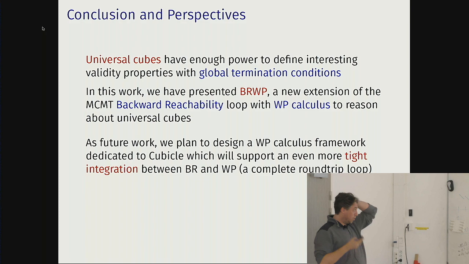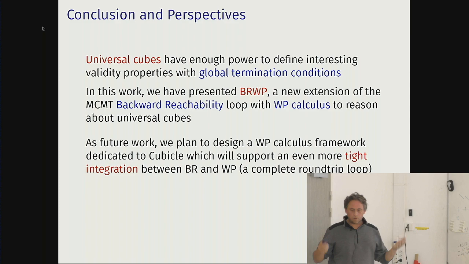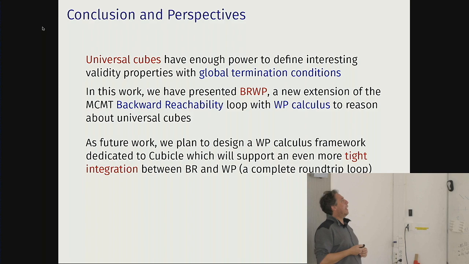So to conclude, that's the starting point of something. We now have a way of trying to handle universal cubes in Cubicle, and we know that these cubes are very mandatory for proving properties about distributed systems, where you need a global termination condition, or when you need to prove something about a consensus, and so on. For that, we have extended this backward reachability and connected it to a weakest precondition calculus.